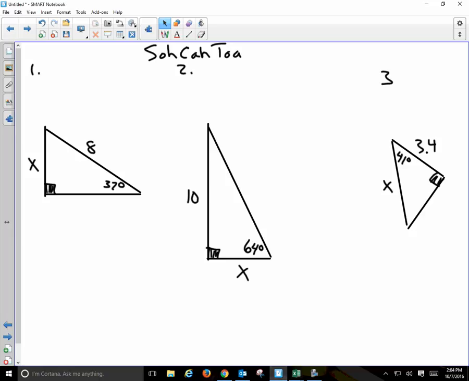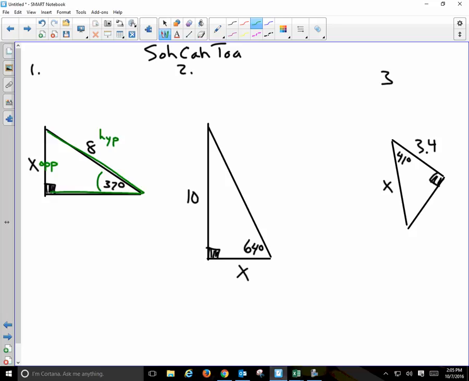So what we're going to start with, to just refresh, is we're going to label all the sides of these triangles. I always look at my angle. My angle is always made up of two sides, and those two sides will be the hypotenuse and the adjacent all of the time. So, which side is 8? Hypotenuse. Which side is x? The opposite.